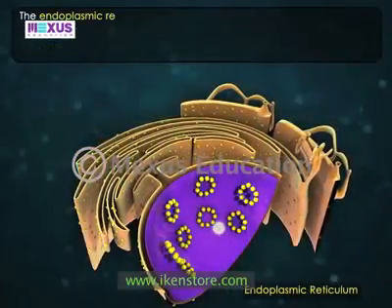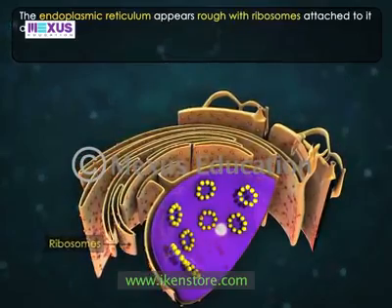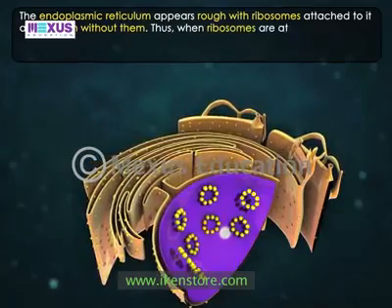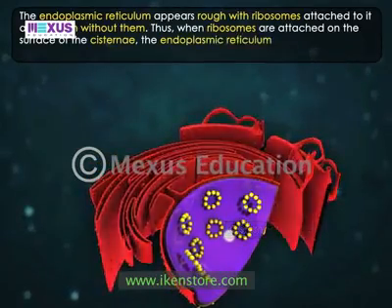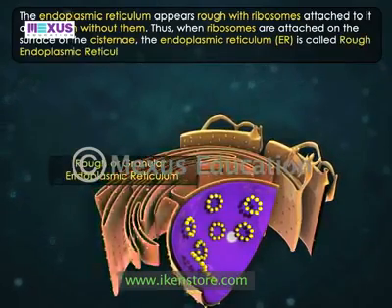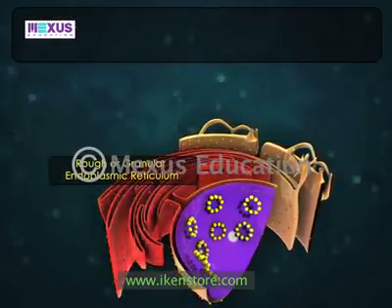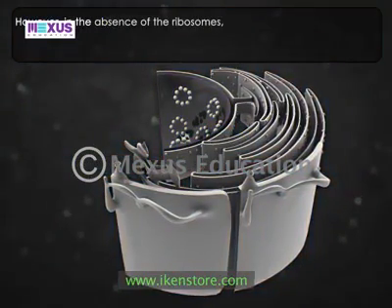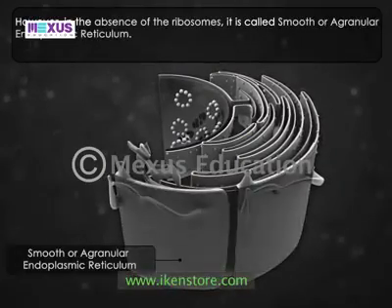The endoplasmic reticulum appears rough with ribosomes attached to it and smooth without them. Thus, when ribosomes are attached on the surface of the cisternae, the endoplasmic reticulum, ER, is called rough endoplasmic reticulum or granular endoplasmic reticulum. However, in the absence of the ribosomes, it is called smooth or agranular endoplasmic reticulum.